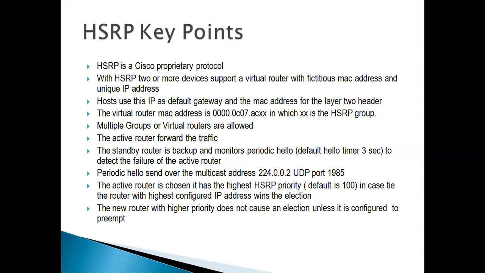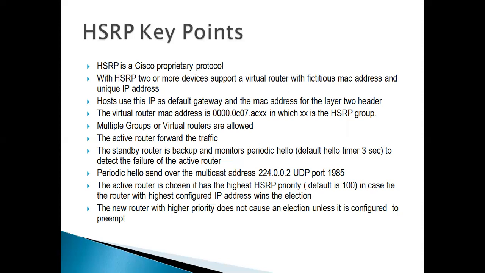In HSRP, two or more devices form a virtual router. Suppose we have two routers, and we have configured HSRP on both routers in a single group. If we have two routers and use two interfaces to configure HSRP, we need three IPs.